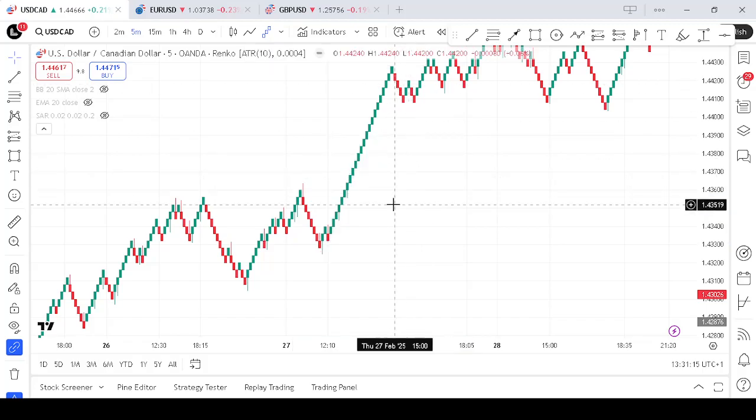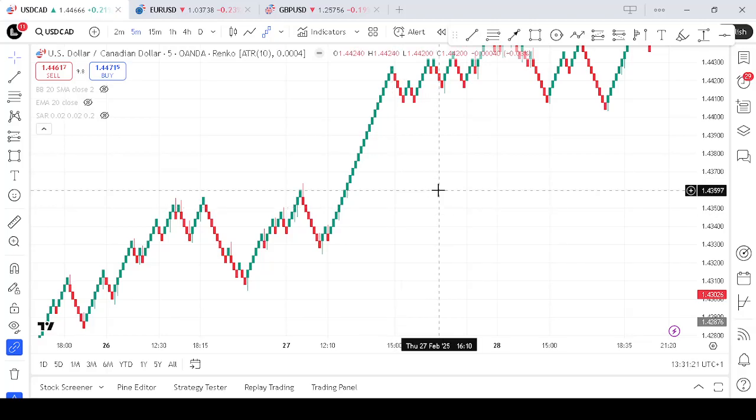We can also consider using a trailing stop loss. As the trade moves in your favor, you can lock in profit without risking too much.